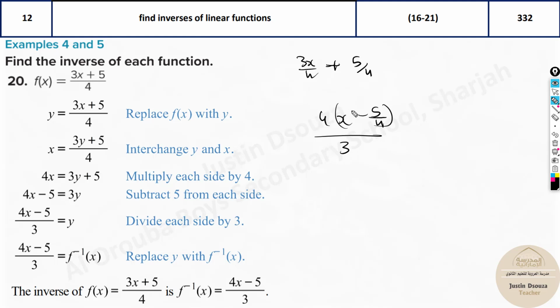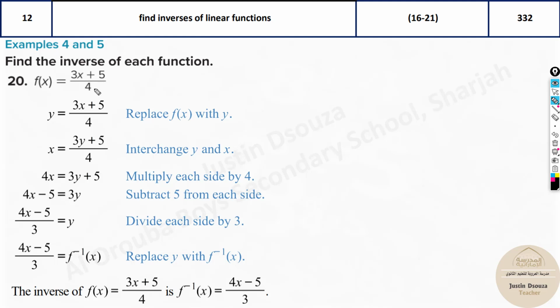Now if you multiply this 4 by 3 inside, it will be 4x minus 5 times 4 by 4, which cancels out, and then the whole thing is divided by 3. It will be 4x minus 5 by 3. This is the direct inverse. I'm telling directly. The inverse concept is about changing the signs if you do it directly. But once you're very thorough, this becomes easy.